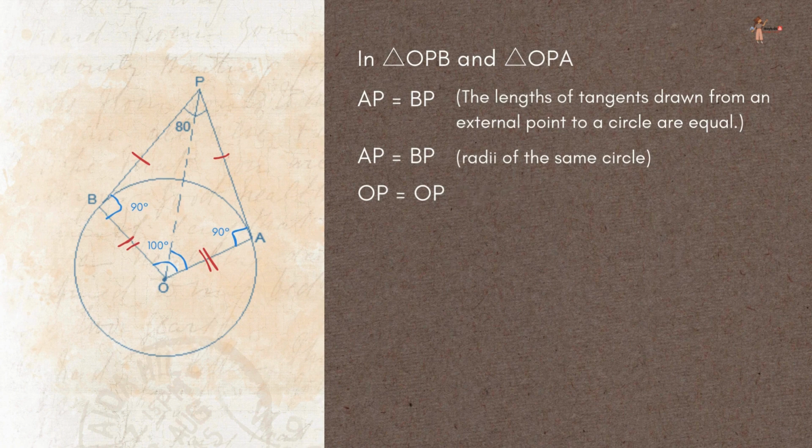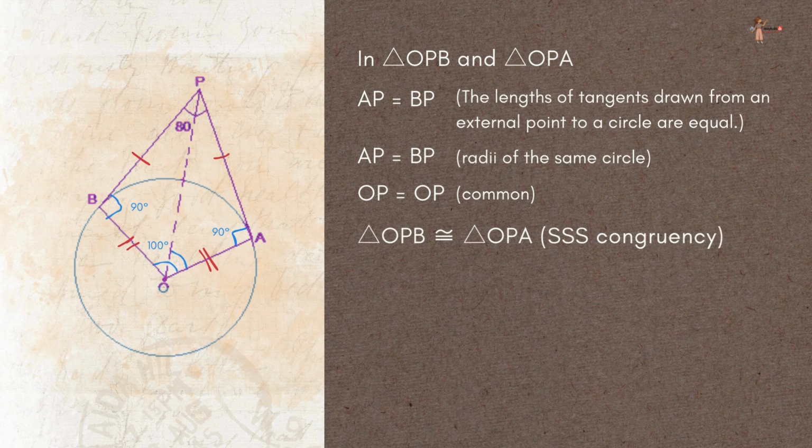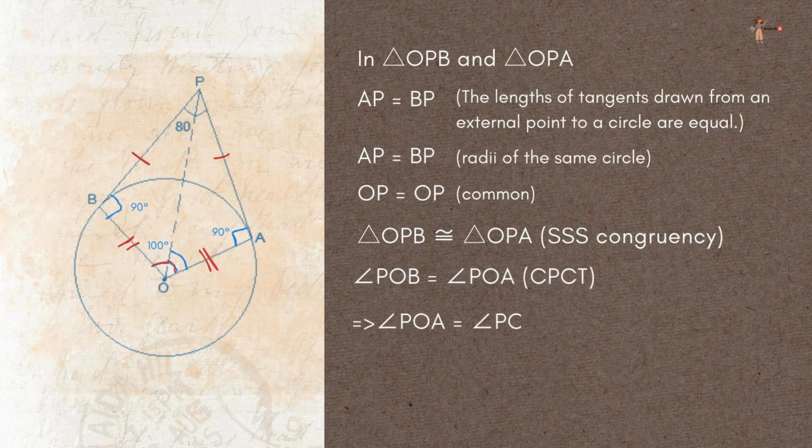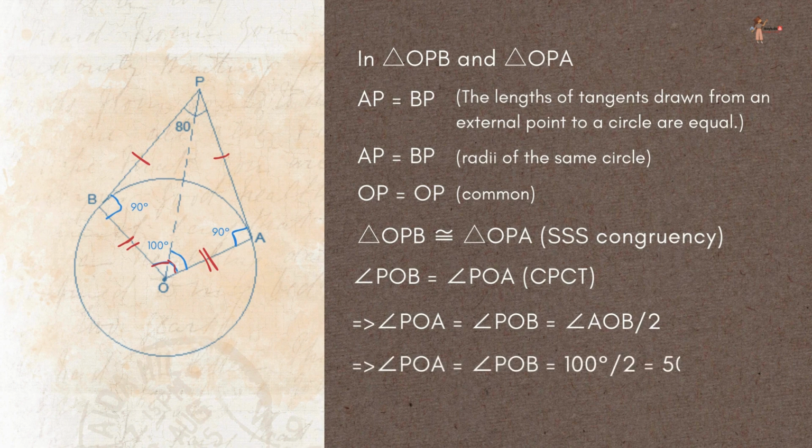Therefore, by SSS congruency rule, triangle OPB is congruent to triangle OPA. So, angle POB is equal to angle POA by CPCT. That means angle POA is equal to 100 by 2, that is 50 degrees, which is also equal to angle POB.